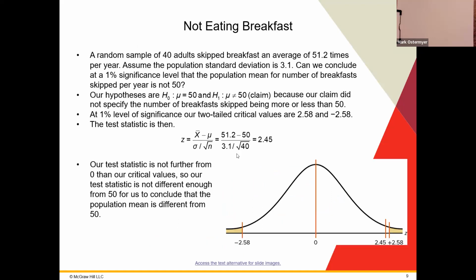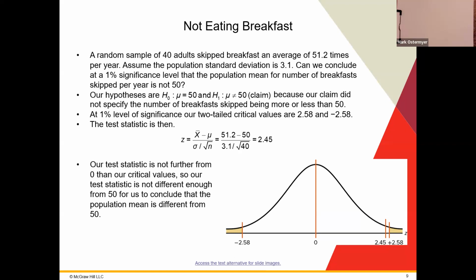All right, here's another one. A random sample of 40 adults skipped breakfast on an average of 51.2 times per year. Assume the population standard deviation is 3.1. Can we conclude at a 1% significance level that the population mean for the number of breakfasts skipped per year is not 50? Not 50 times?